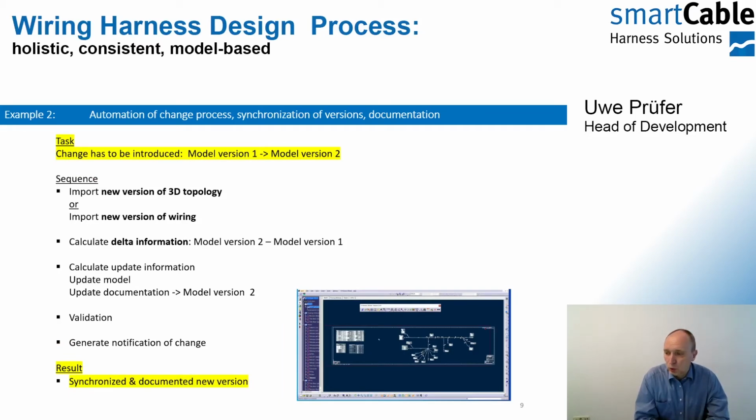In example 2 I will show you our automated change process, the synchronization of different versions and the documentation of the changes. The task here is you have a change and you have to introduce the changes from one model to the other model. We can have changes in the sources of 3D topology or in the source from the wiring, and the video will show you how to introduce the changes from 3D or wiring into my 2D drawing. The result is a synchronized and documented new version.